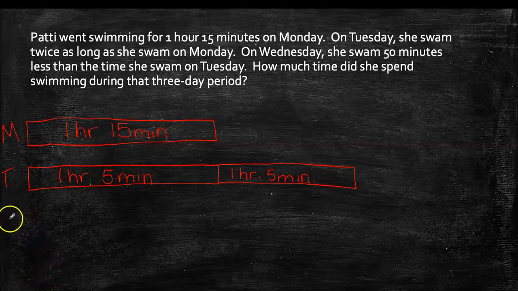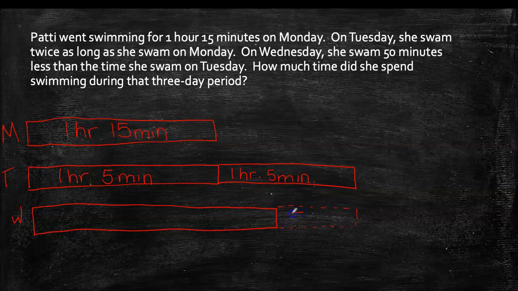All right, on Wednesday. Okay, we can do this. We got Monday and Tuesday. We can figure out Wednesday. She swam 50 minutes less than the time she swam on Tuesday. All right, well, we don't care about Monday right now. We care about Tuesday. So we're comparing it to Tuesday. Is that going to be a shorter tape diagram or a longer tape diagram? Absolutely. It's going to be shorter because it says 50 minutes less than. If I swam less amount of time, I didn't swim all of it. I'm going to swim just about here. And then I'm going to dot this missing piece.